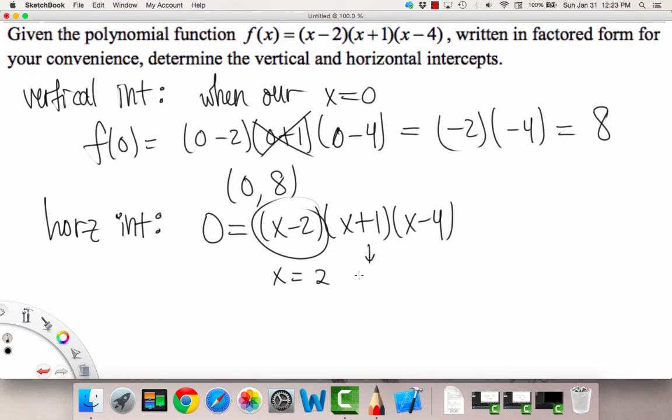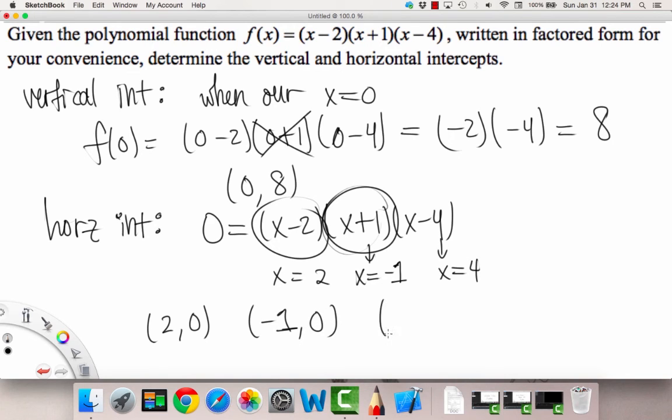How about this one? We get x is equal to negative 1, right? That could work, because that would make this factor 0, which would make the whole right side 0. Or the last one, x could equal a positive 4, and that would do the same thing respectively. So our horizontal intercepts would be the points (2, 0), (negative 1, 0), and (positive 4, 0). Okay?